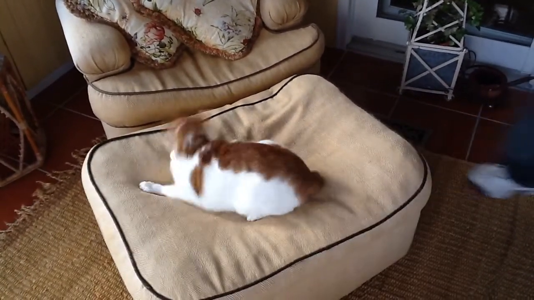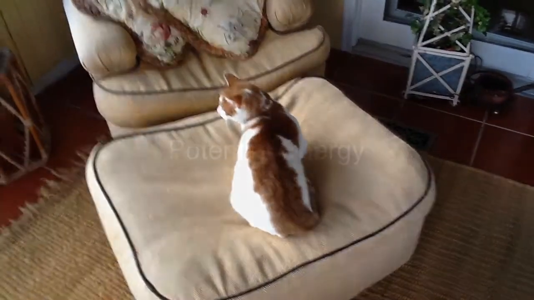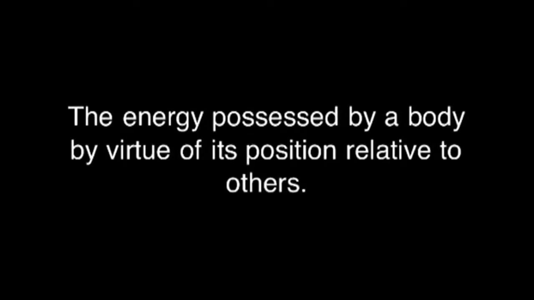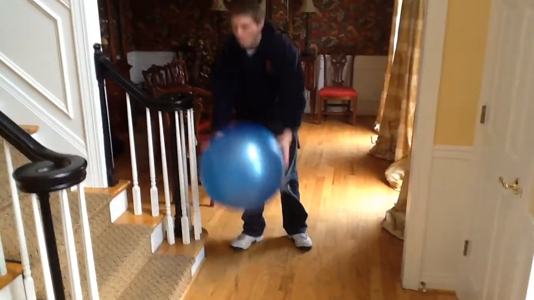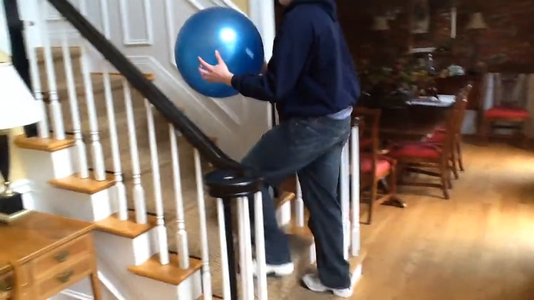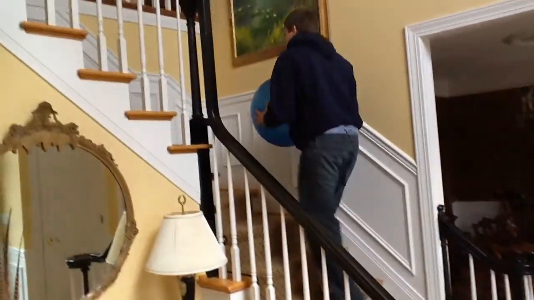Potential energy is the energy possessed by a body by virtue of its position relative to others. In the video, we see Robert lifting a ball over his head and carrying it to the top of the stairs. It took energy to lift the ball and bring it up the stairs. Now with the ball at the top of the stairs, the ball has potential energy.